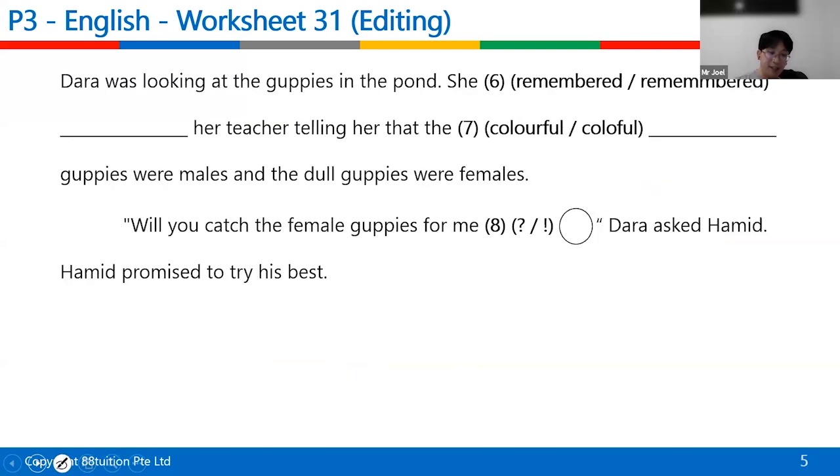And next, Dara was looking at the guppies in the pond. She remembered. How can we have double M over here for remembered? We don't have double M for this. This is wrong. So the correct spelling is just single M, R-E-M-E-M-B-E-R, remember, with an E-D behind. Her teacher telling her that the colorful guppies were males and the dull guppies were females.